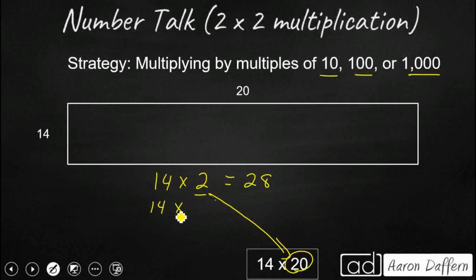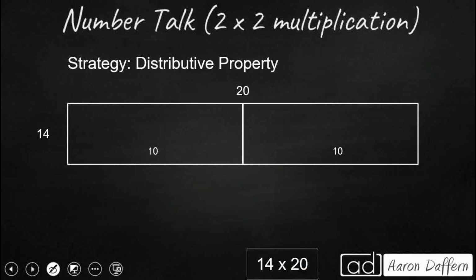So 14 times 20. Well, what we're going to do is we're going to take our 14 times 2 again. We're going to take our 28, but we're just going to add a 0. And that's a nice trick that we need to learn to use when we multiply by multiples of 10, 100, or 1,000. Because 2 times 10 gets you 20. So our 28 times 10 is going to get you 280, which is our answer. Hopefully you got that. Another way that we could solve this is to use the distributive property.